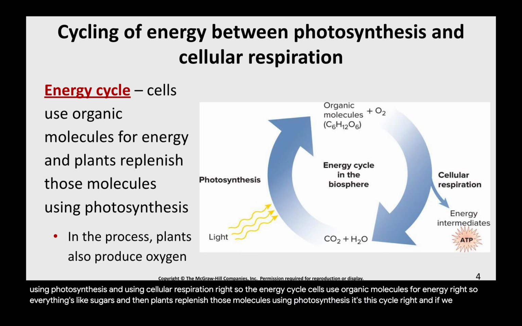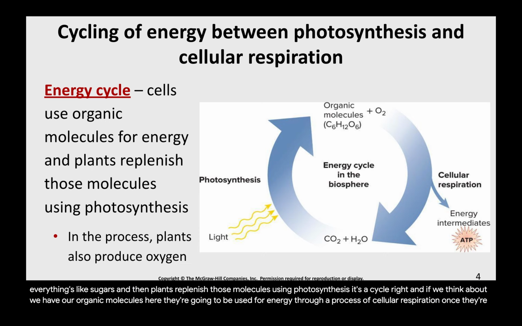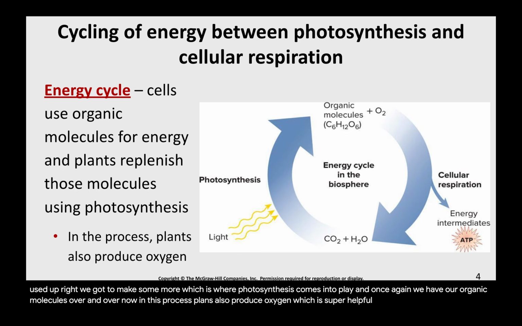And if we think about, we have our organic molecules here. They're going to be used for energy through a process of cellular respiration. Once they're used up, we gotta make some more, which is where photosynthesis comes into play. And once again, we have our organic molecules that can repeat the cycle over and over. Now in this process, plants also produce oxygen, which is super helpful for us. We like oxygen.